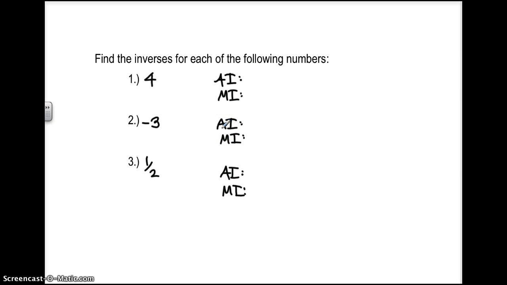Okay, so let's take a second and you try these. I want you to find the additive inverse and the multiplicative inverse for each one of these numbers here. So just a quick example for 4, the additive inverse, that's the negative of the number, right? It's the opposite. The multiplicative inverse, that would be the reciprocal, that is 1/4. Okay, so pause for a second, and now you try.